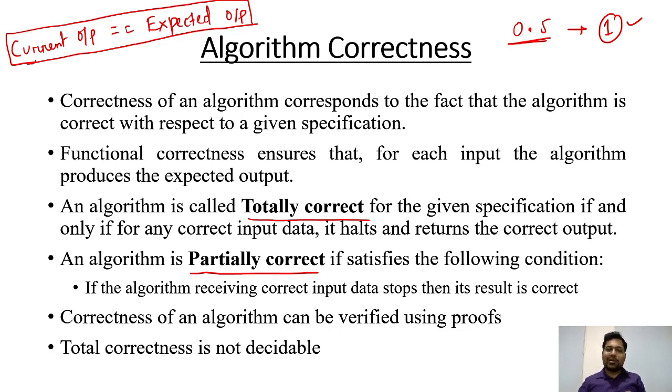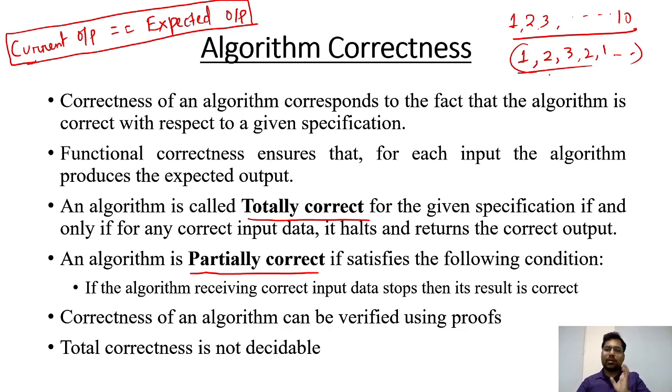So partially correct means somehow you are meeting the expected output. Suppose you need to print 1 2 3 4 up to 10, but instead you get 1 2 3, then again repeat 2 1, like this. Suppose you are in an infinite loop, running up to 3. Somehow you are matching the expected one, but it is not totally correct.